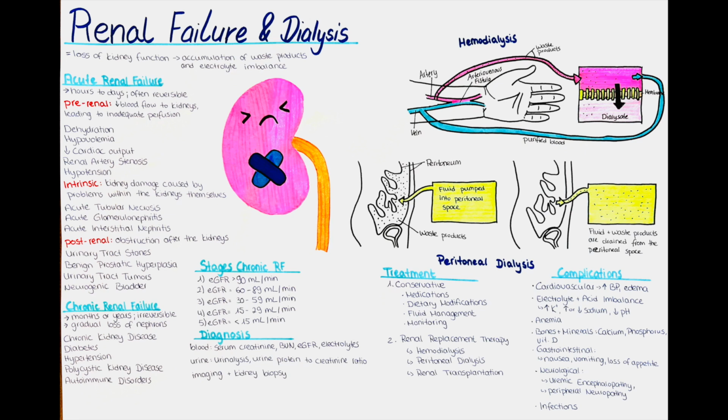The build-up of waste products in the blood can affect brain function, leading to confusion, cognitive impairment, seizures, and coma. Also, nerve damage can occur in renal failure, resulting in peripheral neuropathy, which is characterized by symptoms like numbness, tingling, and weakness in the extremities.